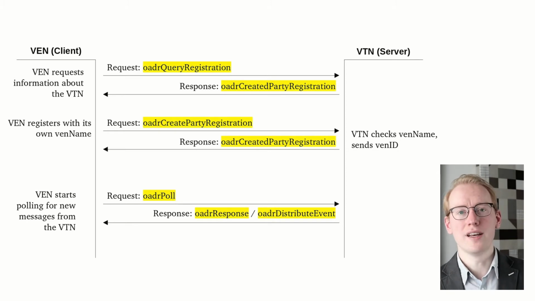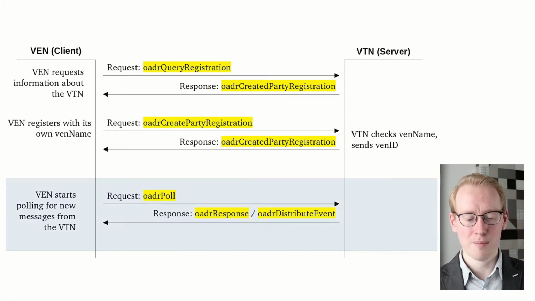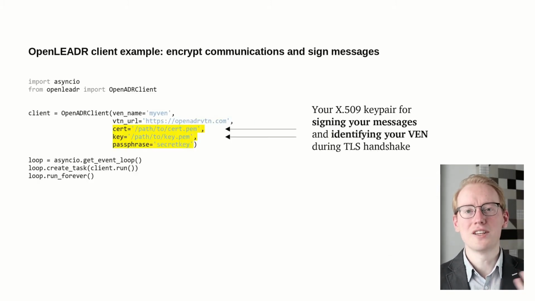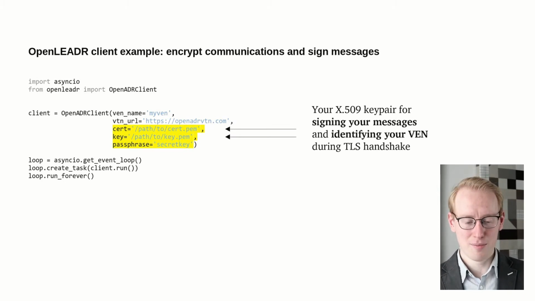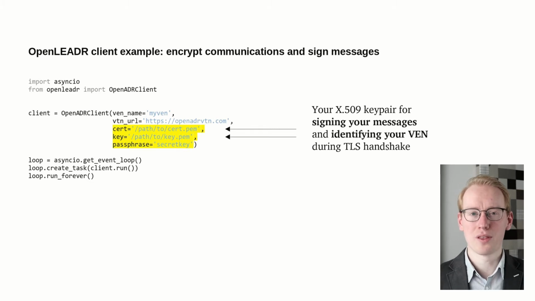Now, for security, you would not just use plain HTTP without any form of authentication. So you use HTTPS and you use client-side certificates. And by simply adding these 3 lines, you automatically add TLS encryption over the connection, and you automatically sign your XML messages so the VTN can be sure that they weren't tampered with in transit.